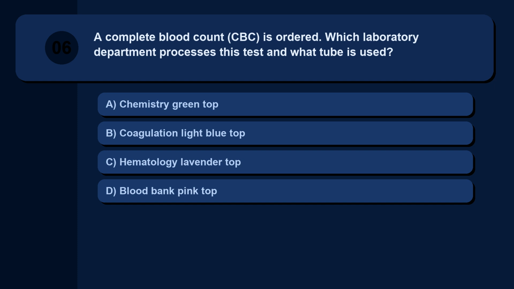Question 6. A complete blood count, CBC, is ordered. Which laboratory department processes this test and what tube is used? Chemistry green top. Coagulation light blue top. Hematology lavender top. Blood bank pink top.